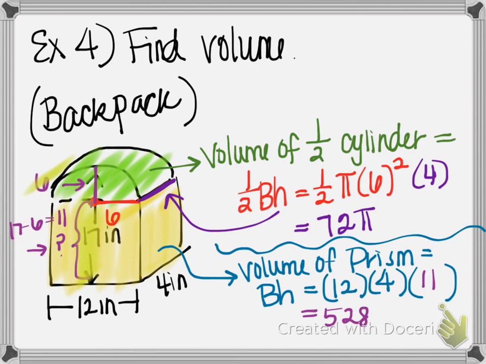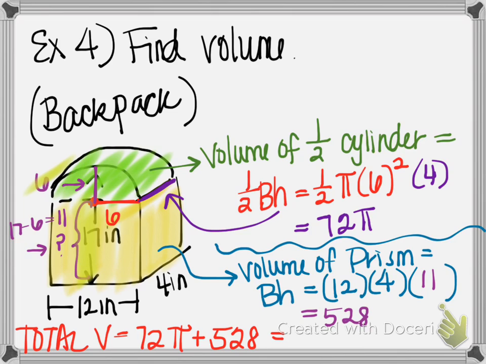Now we need the volume of this whole thing, so I'm going to take those two calculations and put them together. 72 pi plus 528, plug that in my calculator. I'm going to round to the nearest whole number, and I get 754 inches cubed.